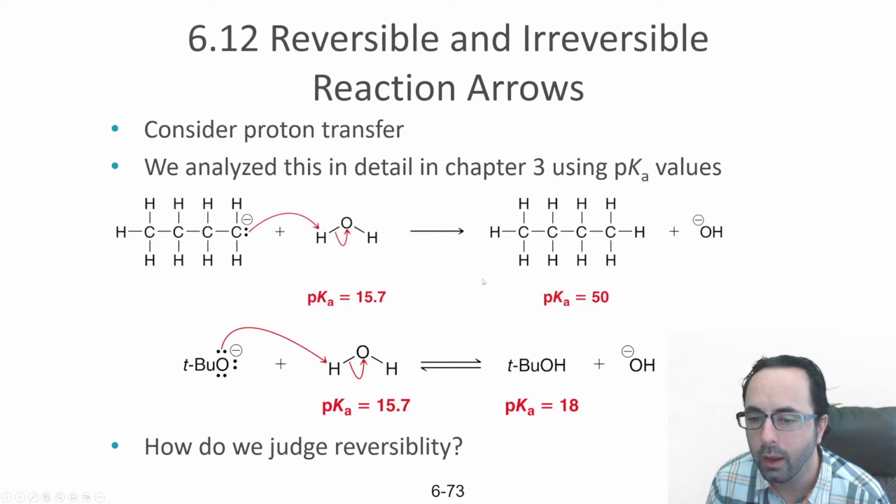We write a one-way arrow here because these pKa's are so huge. We know this is hugely basic. It really wants the proton, and it's going to get it. At equilibrium, though, lots more, very little.